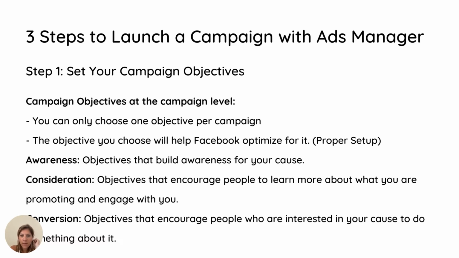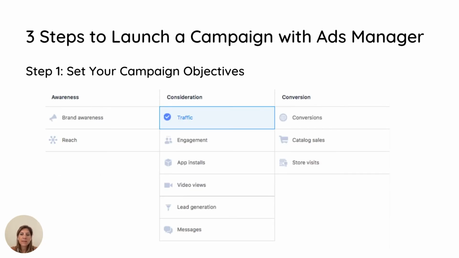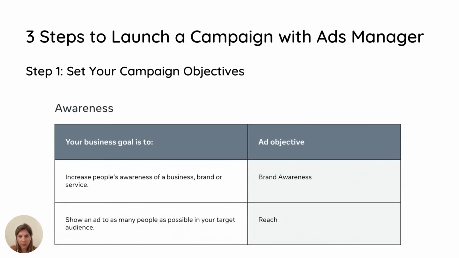Let's look more in depth at what these are. So for example, if you choose the traffic objective, your ad will be optimized to get people to visit a destination on or off Facebook, such as, for example, going to your website, your application, or your Facebook Messenger conversation. So choosing the right objective will help Facebook find people who, for example, usually watch videos or engage with the type of content you are promoting, and so on. This is why we talk about the importance of selecting the right campaign objective.